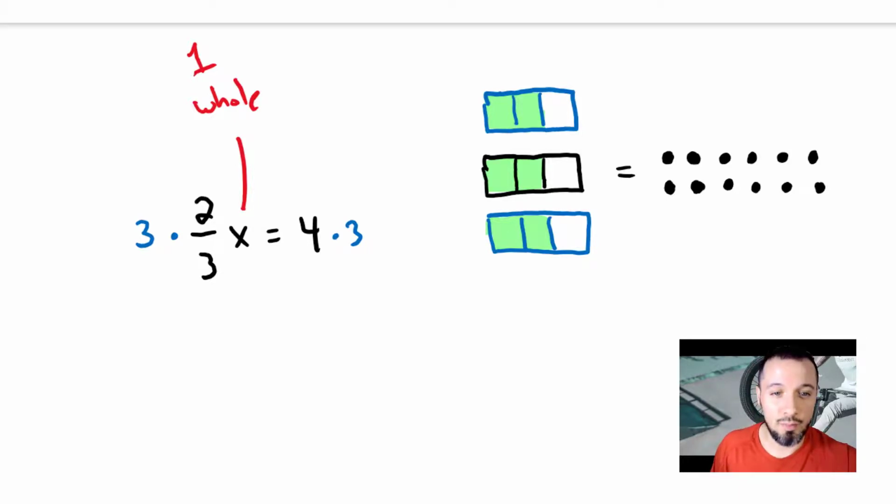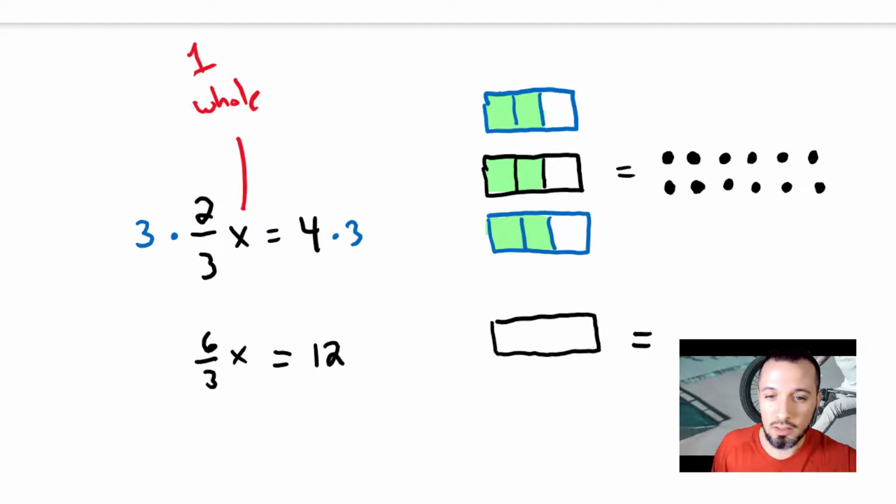Next, I'm going to simplify. So 3 of those 2/3, it gives me 6/3 when you multiply it together. And on the right side, when you multiply that, you get 12. And when I simplify it visually, I'm going to reorganize it so that instead of having 2 out of 3 shaded, I want to fill out as many of them as I can, and then the leftovers will be the last one. So if that doesn't make sense, let me just show you.